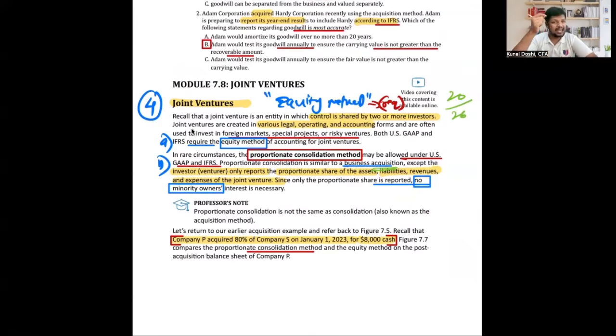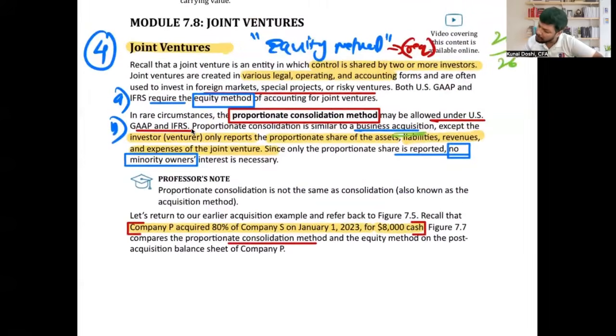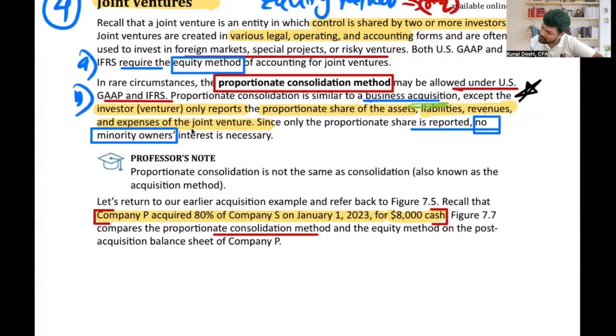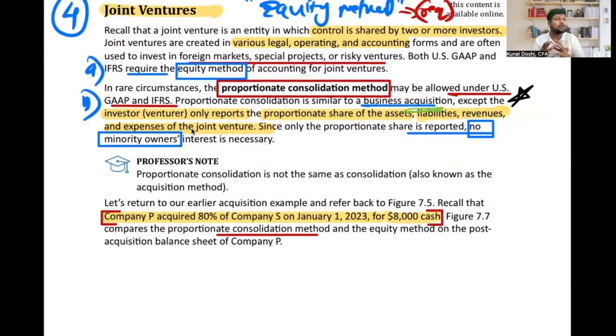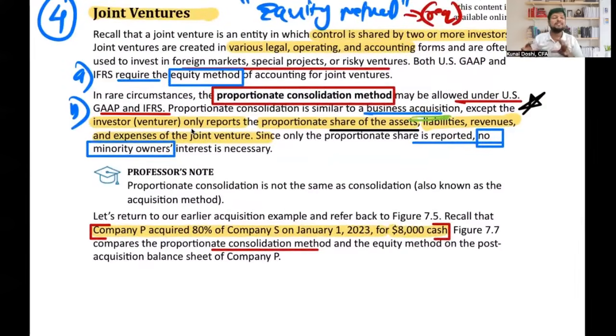However, there is a slightly different method here, which is called, rarely used, although, proportionate consolidation method. Now, what is proportionate consolidation method? Same as acquisition, where we are going to consolidate everything, correct? Except that the investor only reports the proportionate share of the assets and liabilities, which means instead of adding all together and then showing minority interest, here we are just going to add not the 100%, but the proportion of the company, whether it's asset or liability. So there is no need of minority interest.